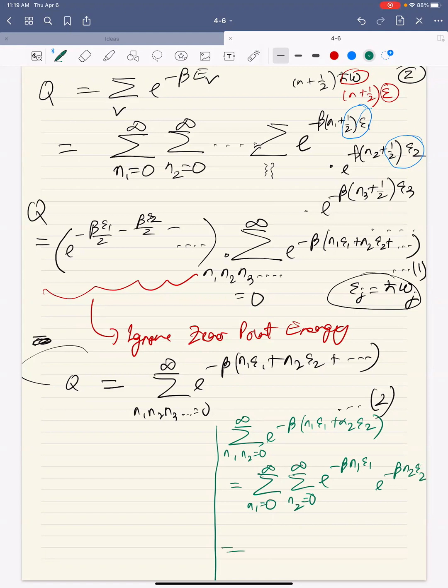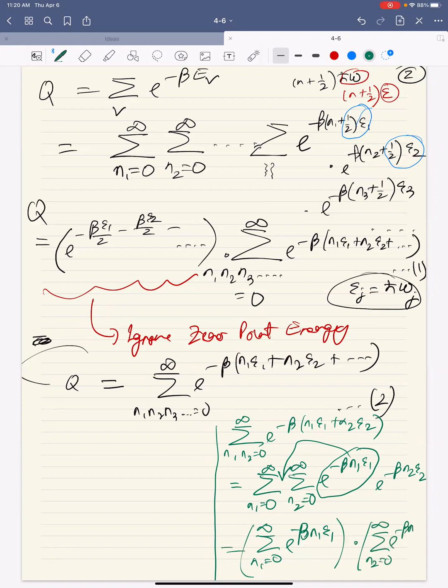This means that this first part, e to the power minus beta n1 epsilon 1, can be brought over here, right? It does not depend on n2. So this thing is the same as the summation n1 equal to 0 to infinity of e to the power minus beta n1 epsilon 1, multiplied by the summation n2 equal to 0 to infinity of e to the power minus beta n2 epsilon 2. Is this clear to everyone?